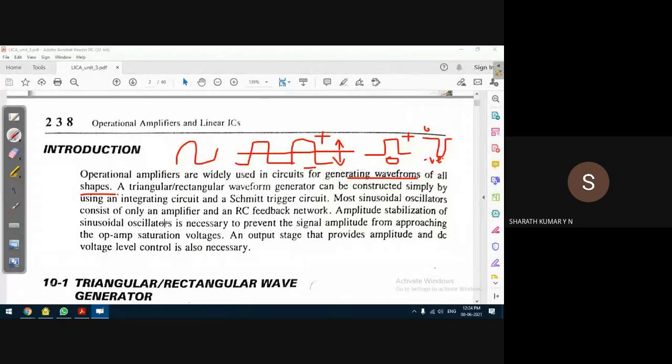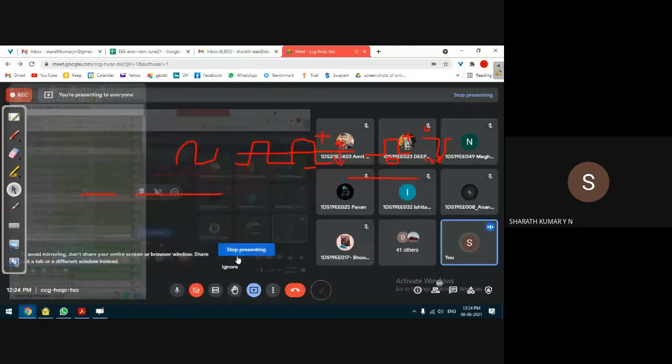So in this course, we discuss the triangular or rectangular waveform generator. From this, we can generate various other types of waveforms, using an integrator and differentiator.